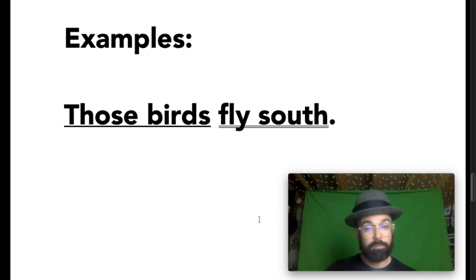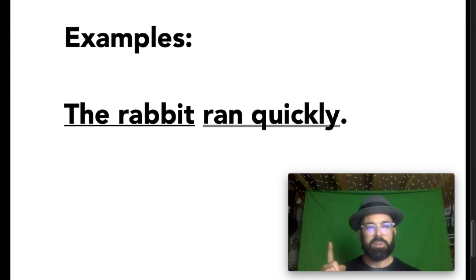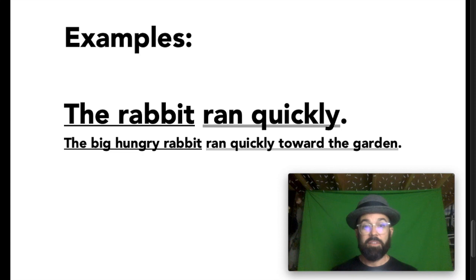Let's see another one. Okay, this example also pretty simple. "The rabbit ran quickly." The rabbit is the subject. Ran quickly is the predicate. Ran, of course, is the verb, and quickly an adverb modifying that verb. But I could just as easily say, "The big hungry rabbit ran quickly toward the garden," and this longer sentence is still broken up into just two parts.